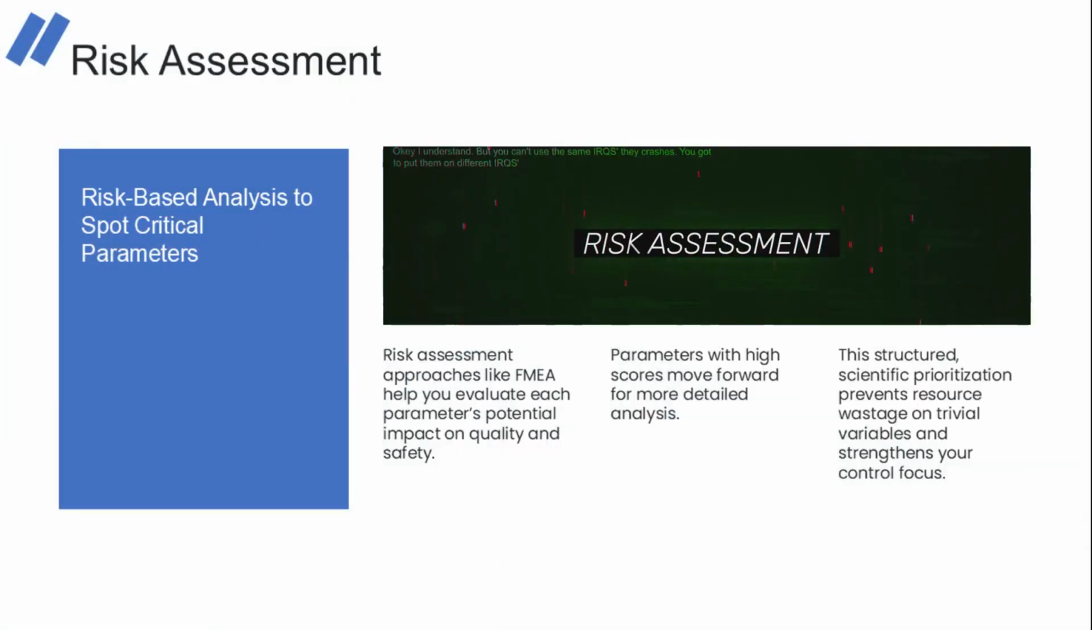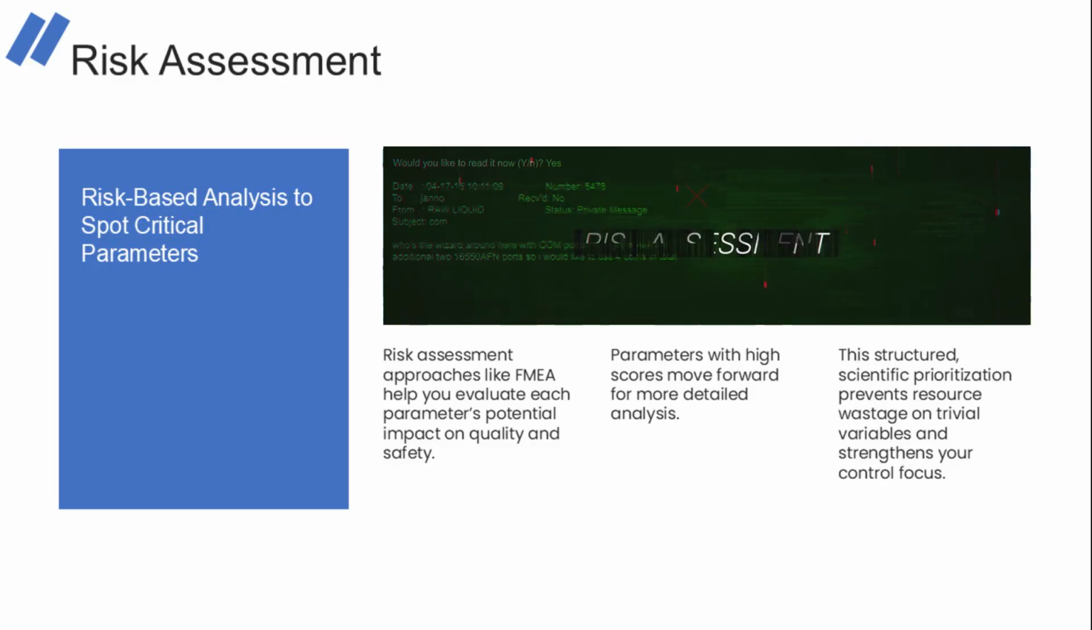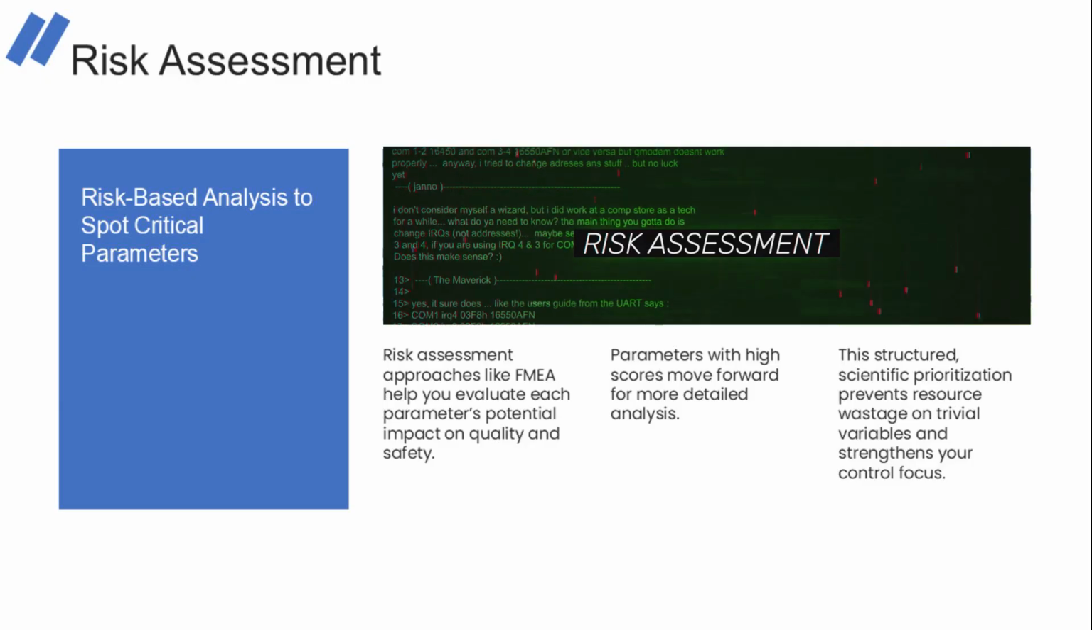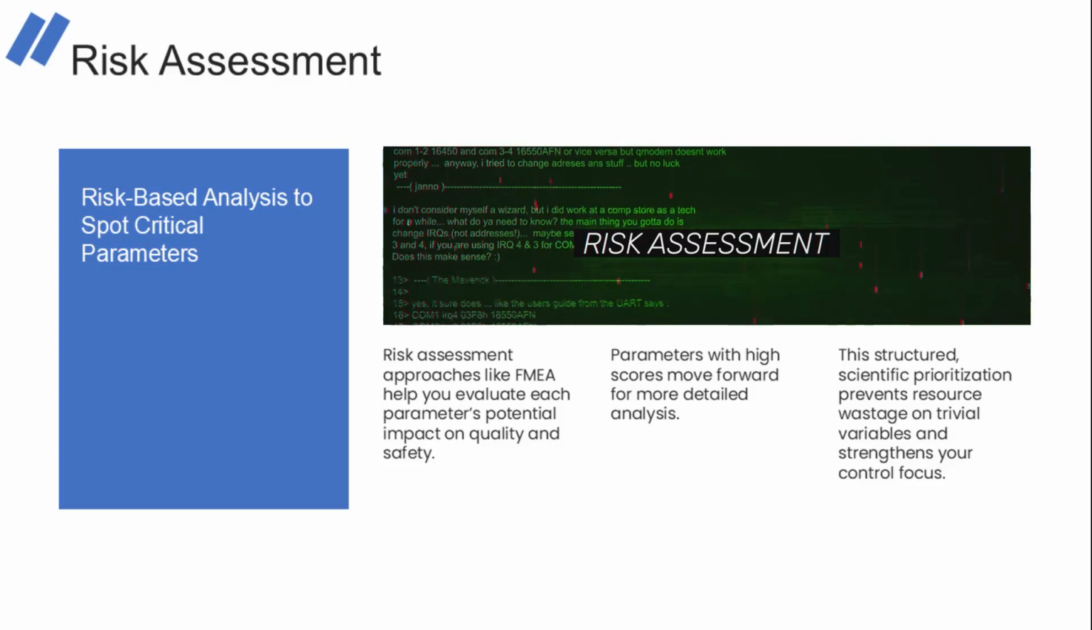Next, risk assessment tools such as FMEA, failure modes and effects analysis, allow manufacturers to evaluate each process parameter based on its potential impact on product quality and patient safety. Parameters that score high in risk are then prioritized for further analysis, monitoring, and control. This structured, science-based approach ensures that attention and resources are focused on the variables that truly matter, avoiding unnecessary effort on low-impact factors and strengthening overall process control. By systematically prioritizing CPPs in this way, manufacturers can consistently produce high-quality, safe, and reliable products, minimizing risk and maximizing efficiency.